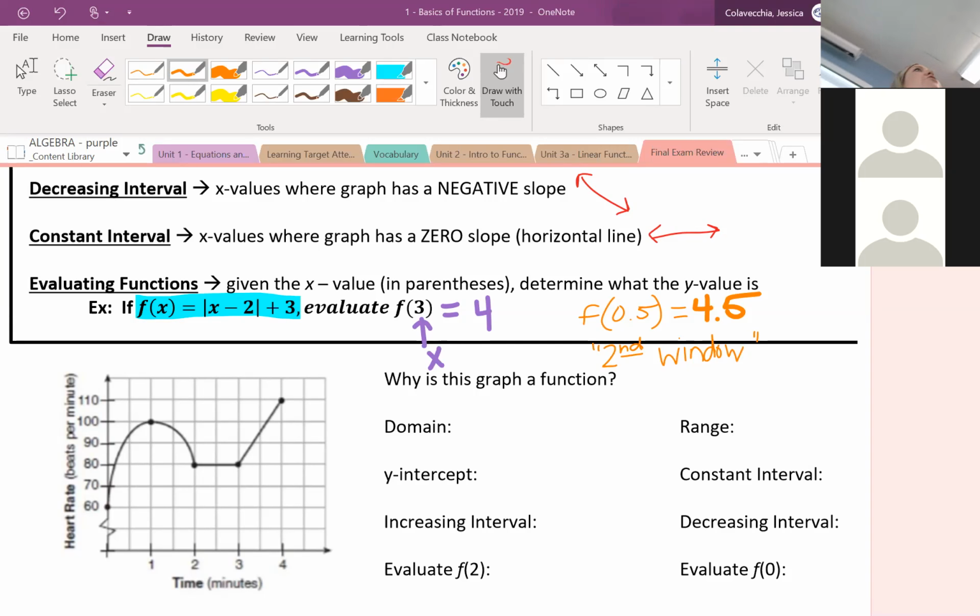That also works if you're trying to evaluate a super large number like 100. Yes, you could scroll all the way down to 100, but you could save yourself a little bit of time if you did second window and just typed in 100. And then again, if you went back to 0, it'd go back to normal.